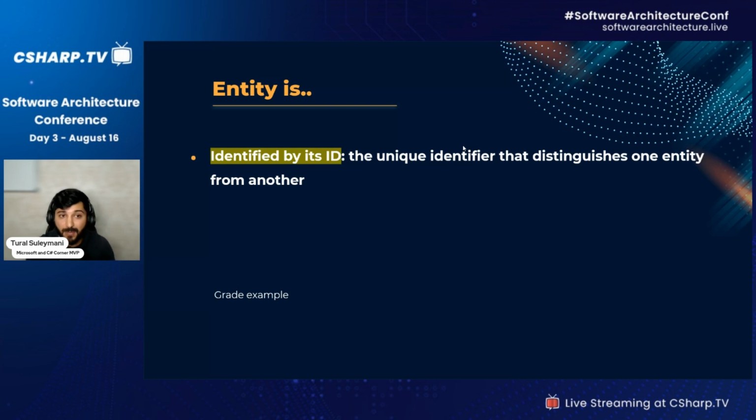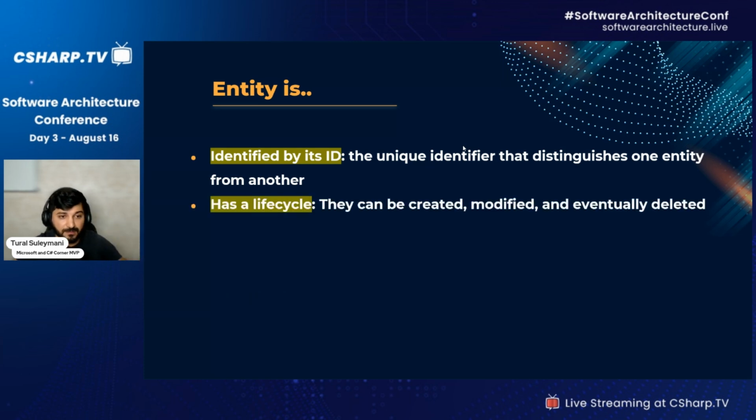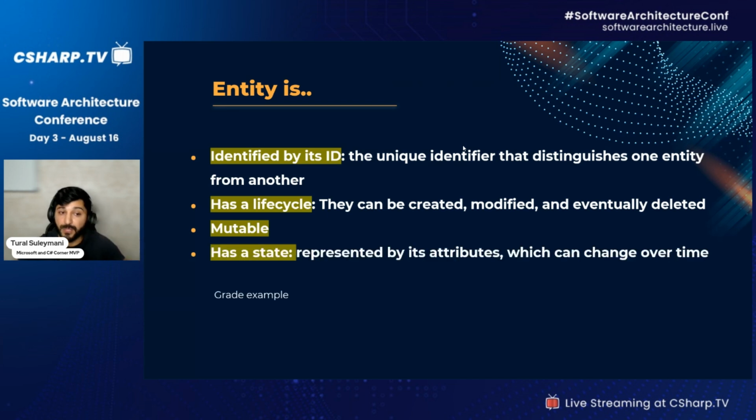Anemic model is an anti-pattern, and you shouldn't apply it in your projects when you really apply domain-driven design. And when we talk about entity, we talk about a class that has, in terms of modern language, properties and methods. Every entity has its life cycle, so you can create, modify, and eventually delete it. Entities are mutable, and entities have a state represented by their attributes, which can change over time.